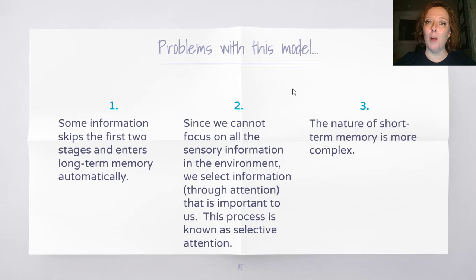Okay, so there are some problems with this 3-step model. First of all, some information does skip the first 2 stages and go straight into long-term memory automatically. How does that happen if it's supposed to go through sensory and short-term memory? Since we can't focus on all the sensory information in the environment, we select information through attention, we've talked about this before, that's important to us. This process is known as selective attention. The last problem is the nature of short-term memory is more complex than this model gives it credit for.